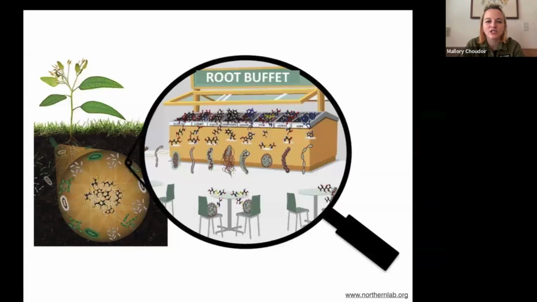So essentially, each different plant has a diverse buffet of carbon-containing molecules that it will feed microbes in the root system, stabilizing and recruiting diverse soil communities that can then contribute to the next rotation of your farm or production system.